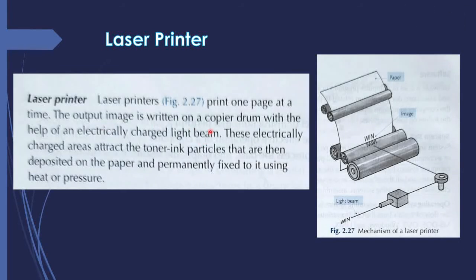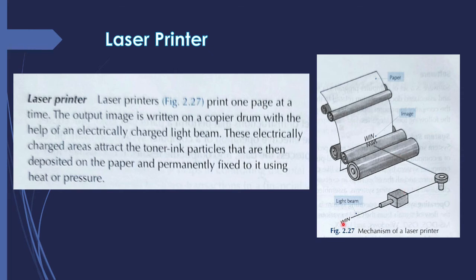The output image is written on a copier drum with the help of an electrically charged light beam. These electrically charged areas attract the toner ink particles that are then deposited on the paper and permanently fixed using heat or pressure. So this is the mechanism of a laser printer.